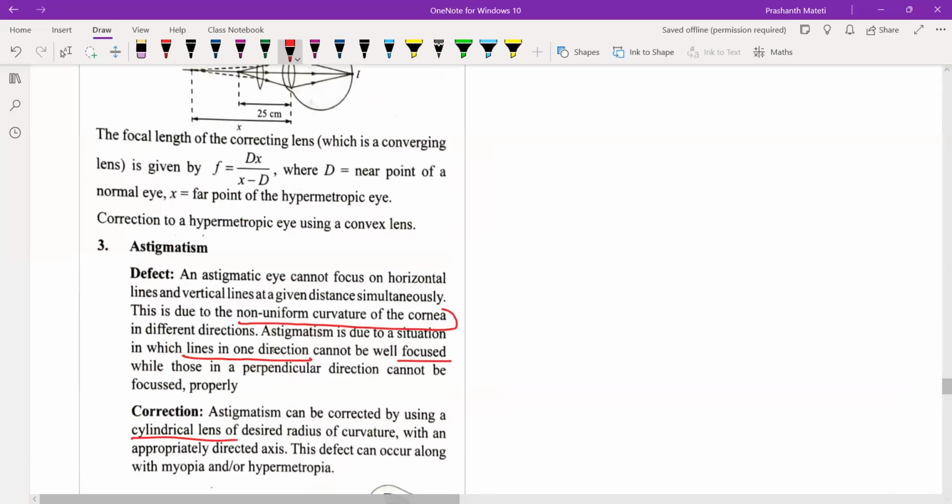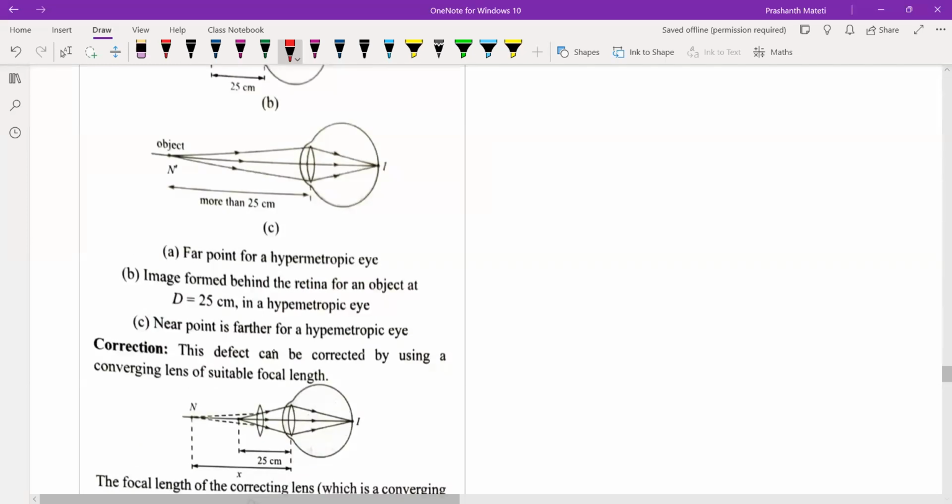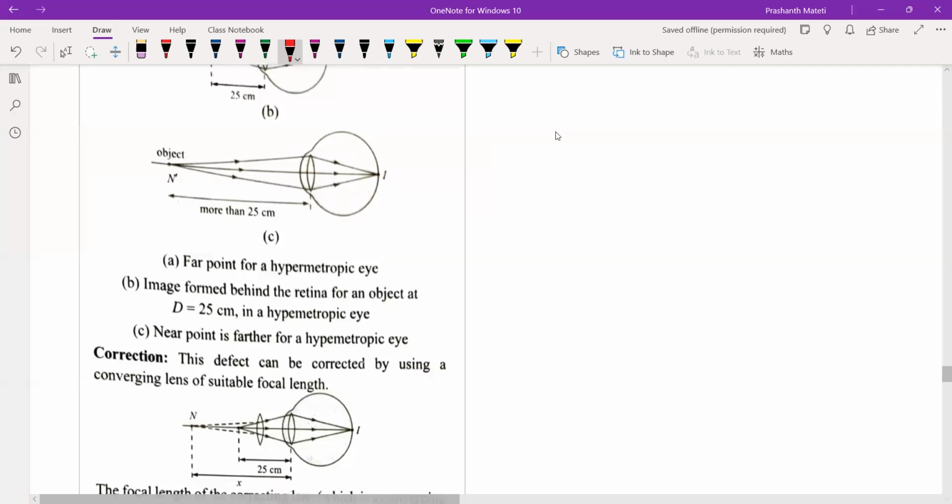So these are the 4 defects: myopia, hypermetropia, presbyopia, and astigmatism. How do we correct these? For myopia, we use a diverging lens, that is a concave lens. For hypermetropia, we use a convex lens. For presbyopia, we use a bifocal lens. For astigmatism, we use a cylindrical lens. Understood? Yes, sir.